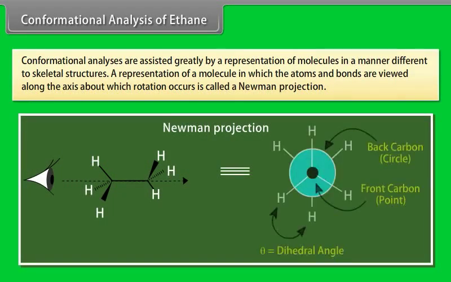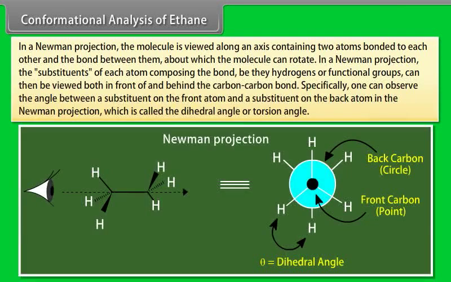Conformational analysis of ethane. Conformational analysis is assisted greatly by a representation of molecules in a manner different from skeletal structure. A representation of a molecule in which the atoms and bonds are viewed along the axis about which rotation occurs is called a Newman projection. In a Newman projection, the molecule is viewed along an axis containing two atoms bonded to each other and the bond between them, about which the molecule can rotate.